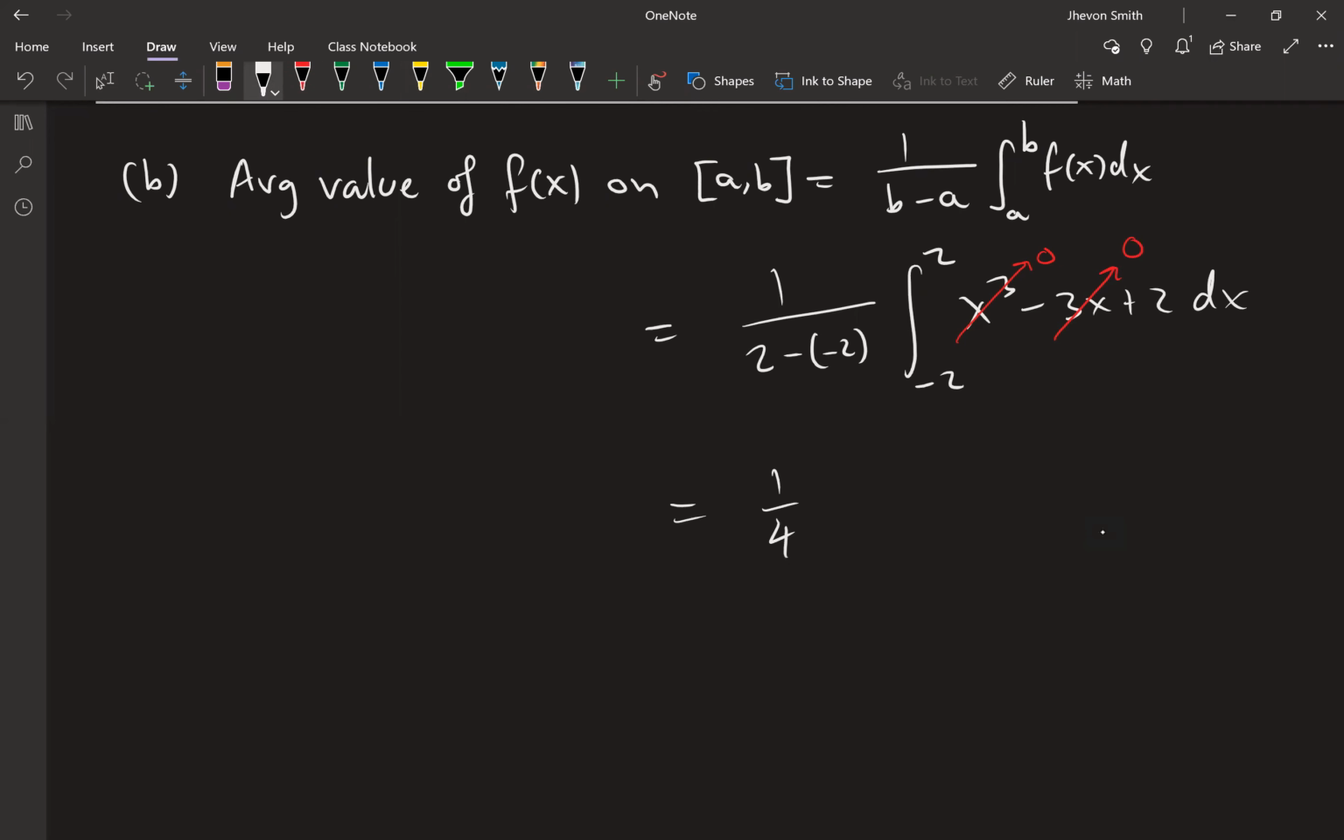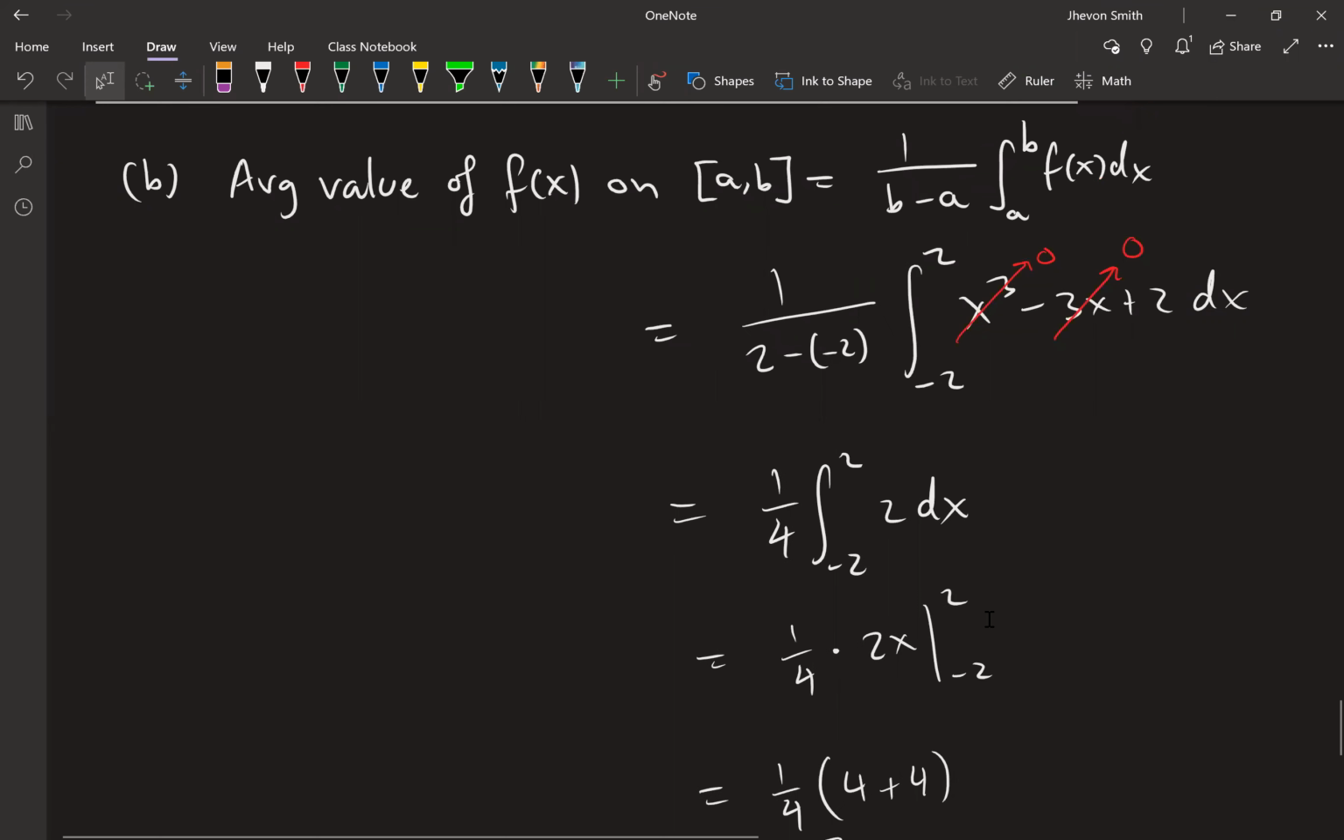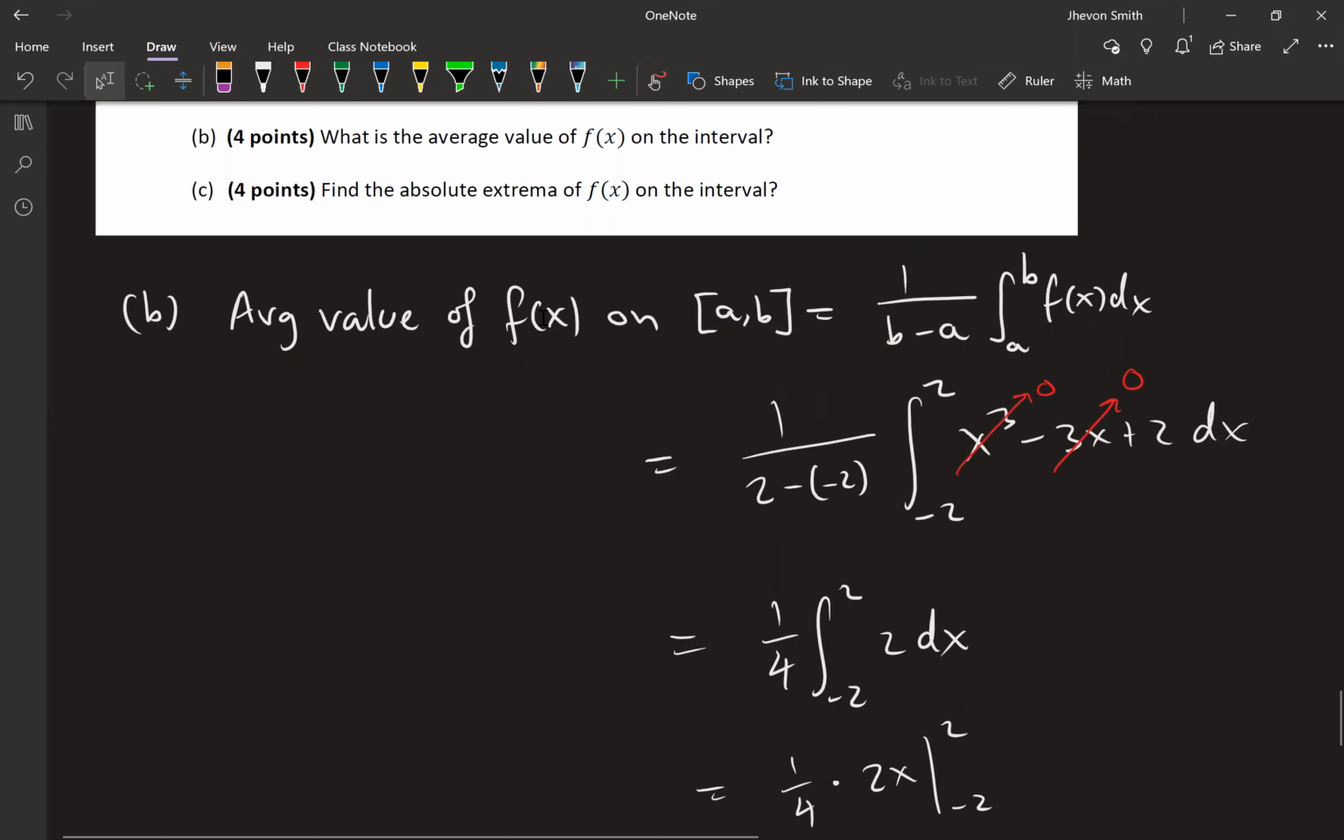So this is 1/4 times the integral from -2 to 2 of 2 dx. And so that's 1/4 times 2x. So you're going to get 1/4 times 4 plus 4. So the average output is 2 on that interval. Okay, I remember that. Yeah, so this is the formula for average value.